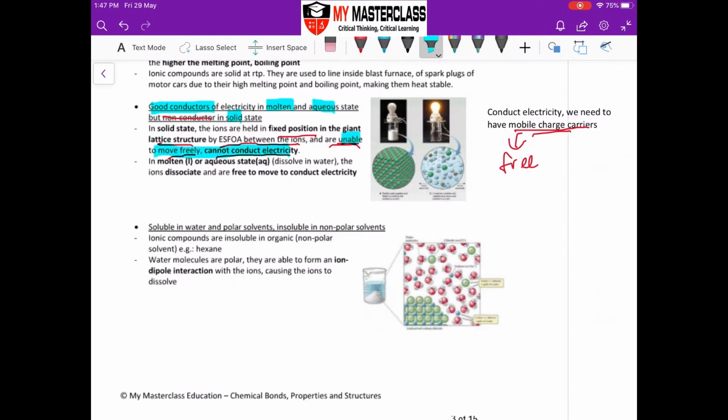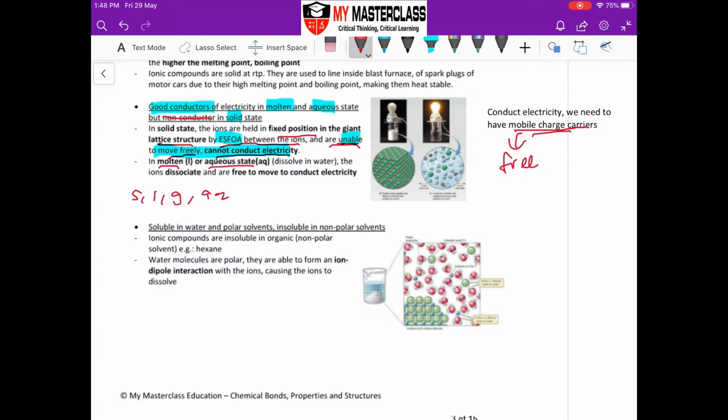They are unable to move freely and cannot conduct electricity. Why are they unable to move? Because they have strong electrostatic forces of attraction between the ions. In molten or aqueous state, first of all, a lot of students are confused between molten and aqueous. Molten is just another word for liquid. So the states that we are going to learn: solid, liquid, gas, and then aqueous.